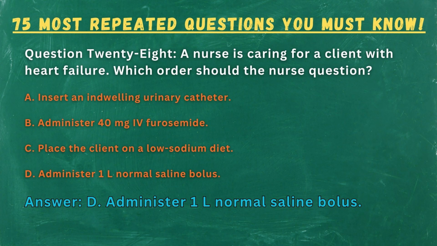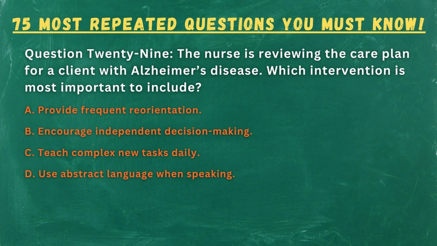Answer: D. Administer 1 L normal saline bolus. Question 29. The nurse is reviewing the care plan for a client with Alzheimer's disease. Which intervention is most important to include? A. Provide frequent reorientation. B. Encourage independent decision-making. C. Teach complex new tasks daily. D. Use abstract language when speaking.